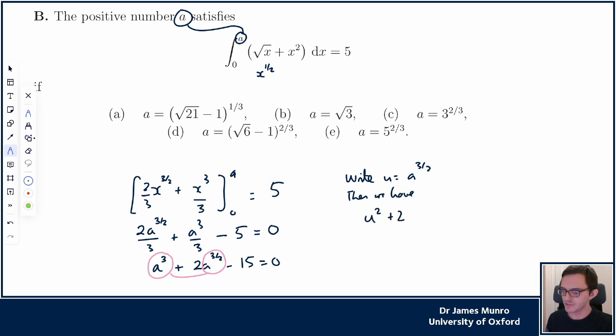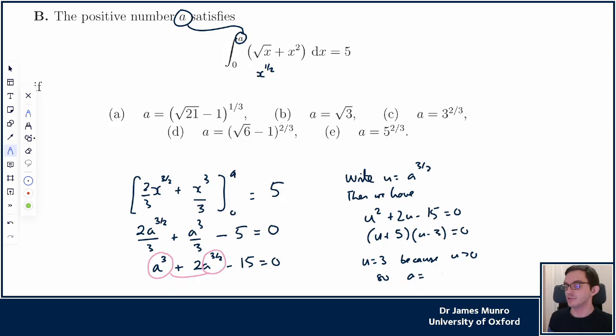u squared plus 2u take 15 equals 0, which I can factorise. In theory, (u plus 5)(u minus 3) is equal to 0. So then I want u to be either 3 or minus 5, but I think a is positive, so u is positive, so I want u to be 3. So then a is equal to 3 to the, undoing this power up here, 2/3. Okay, which is option number C.